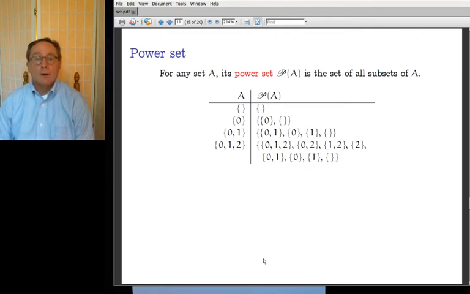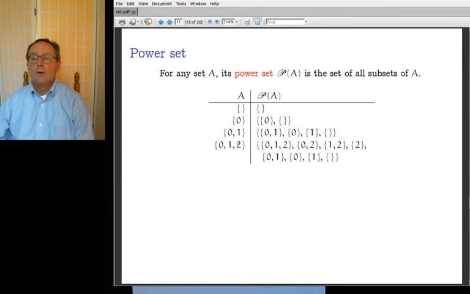Okay, again, vocabulary, but if we don't have vocabulary, we can't talk sensibly. The power set is the set of all subsets. I find this list easiest to work by starting in the middle. So let's look at the set {0, 1}, and I want to write down all subsets of {0, 1}. Can you see I wrote down the subset consisting of both numbers, the subset consisting of only the 0, the subset consisting of only the 1, and the empty subset.